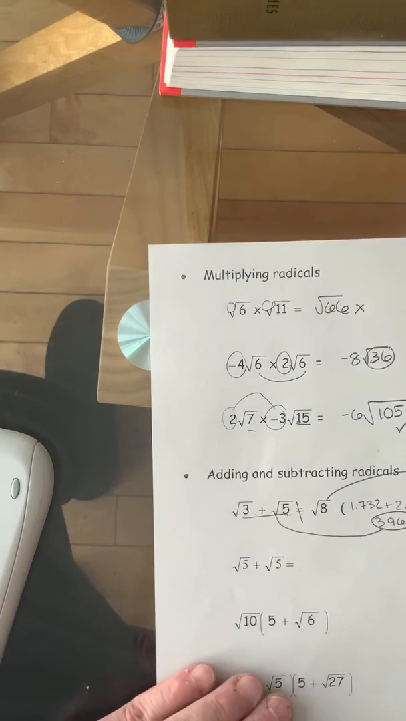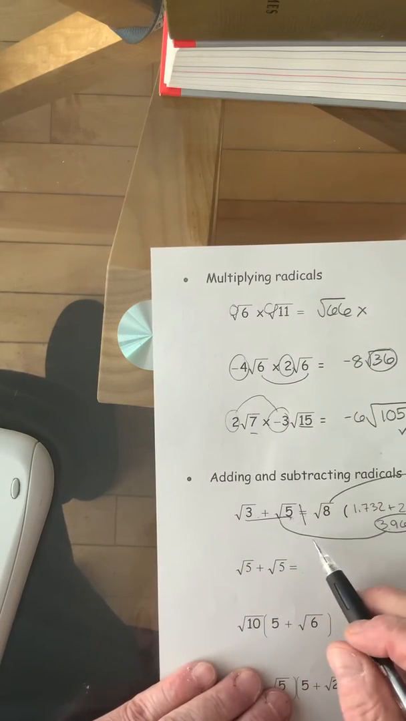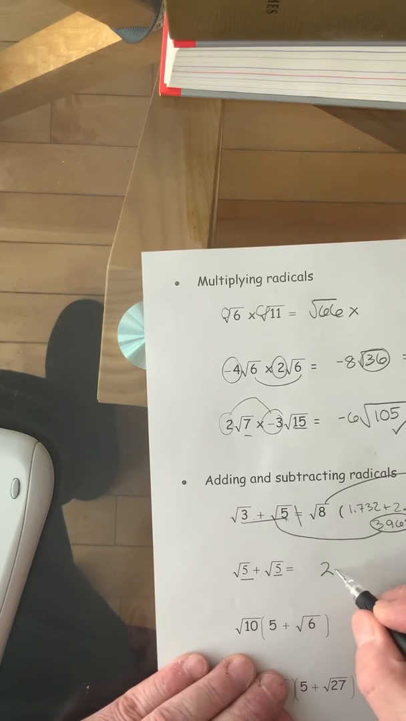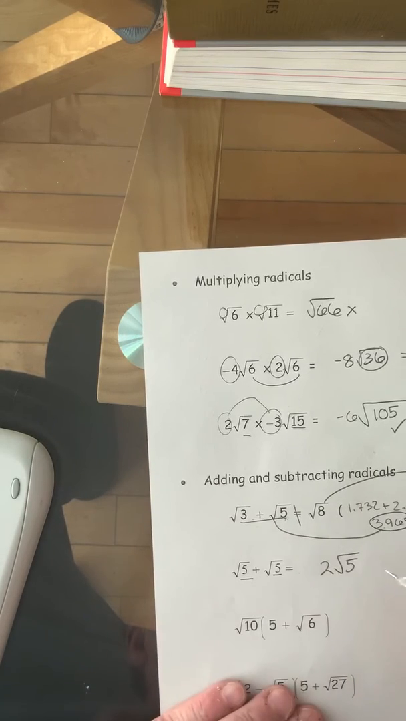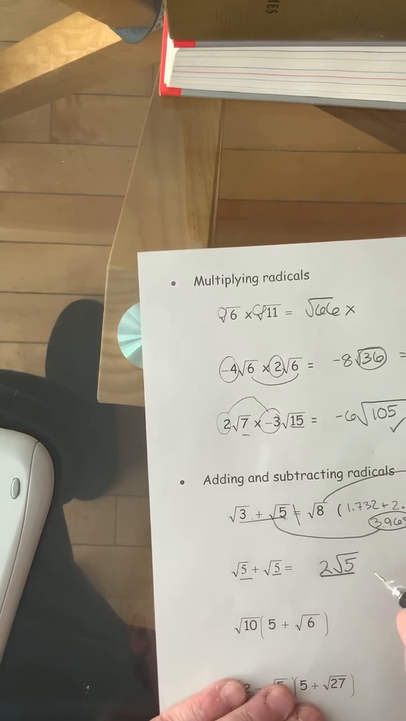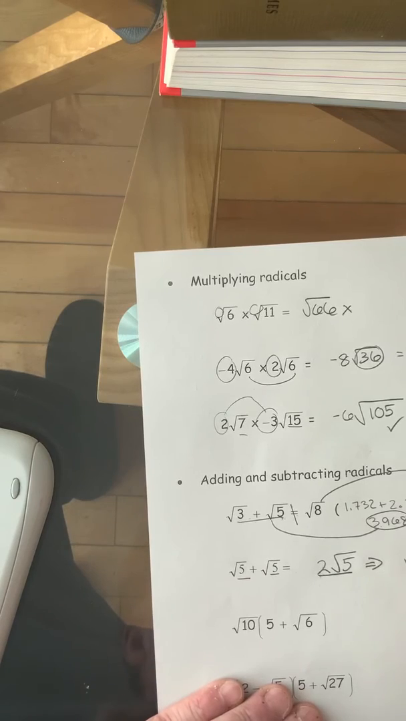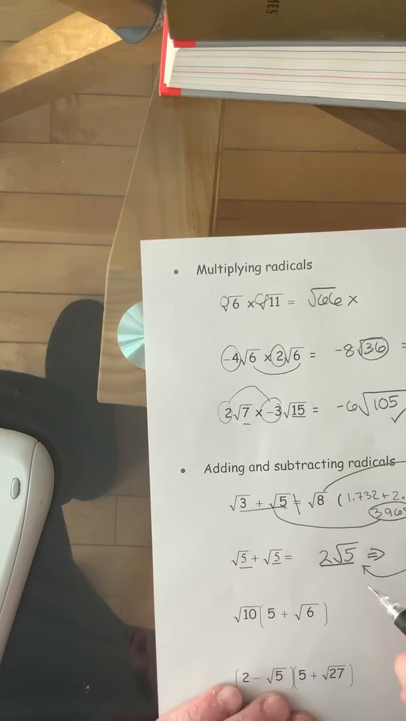You cannot add radicals. You can only add like terms. This radical and this radical are like terms. We're going to get two of them. This is a mixed radical. If I want, I could get 2 squared, I could get root 20. But that's not as nice as this.